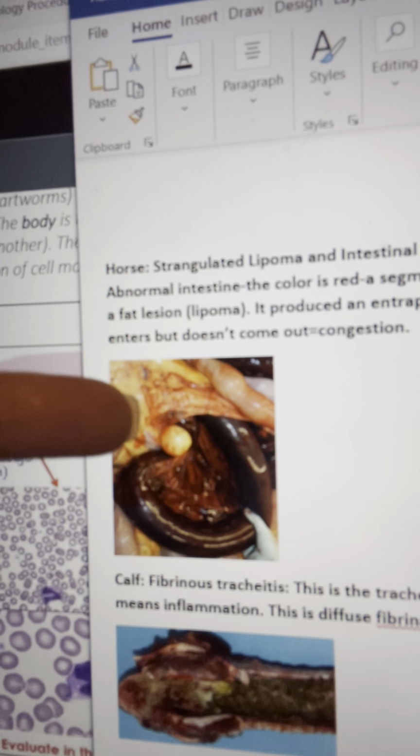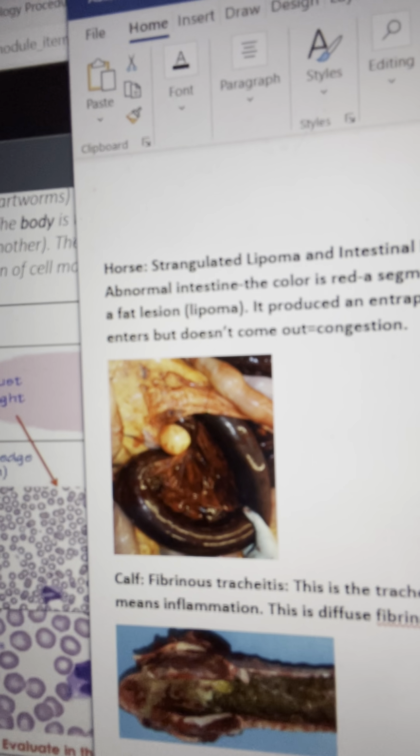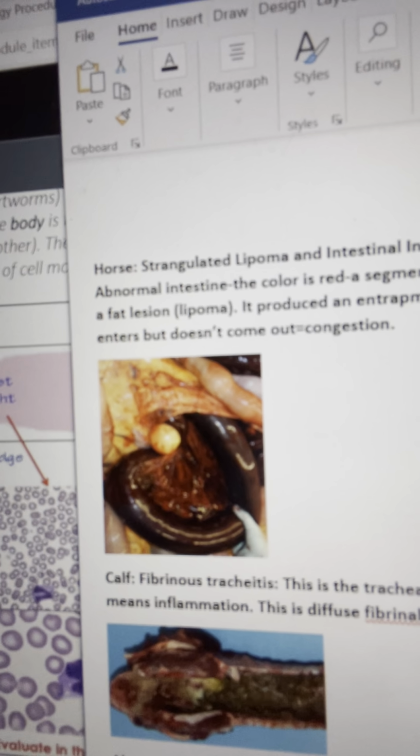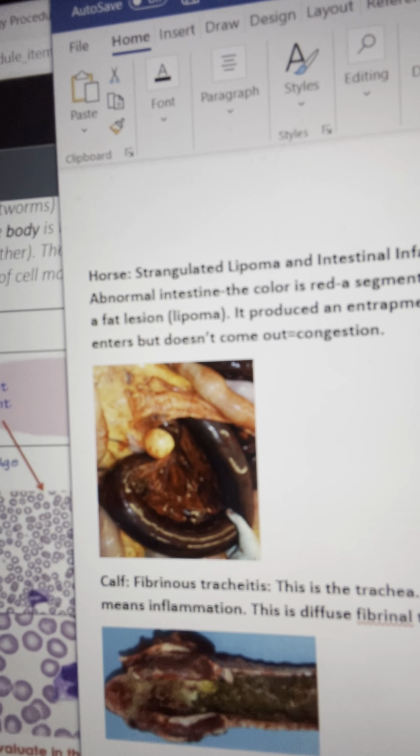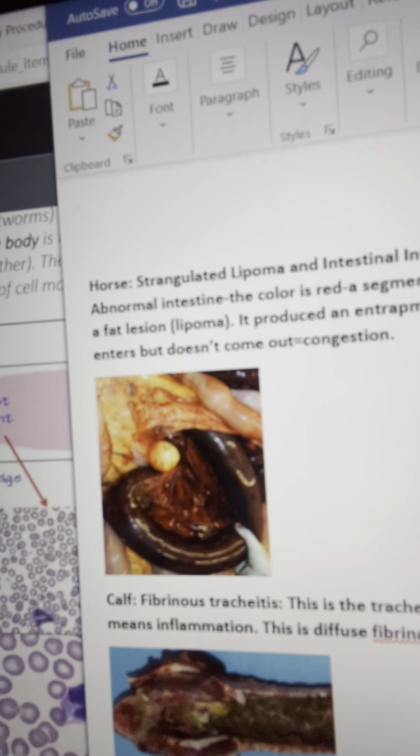Then there is a fat lesion. This is the lipoma. The lipoma introduced an entrapment of the intestine. So this would be an emergency surgery. Blood enters but doesn't come out. So this is known as congestion as well.